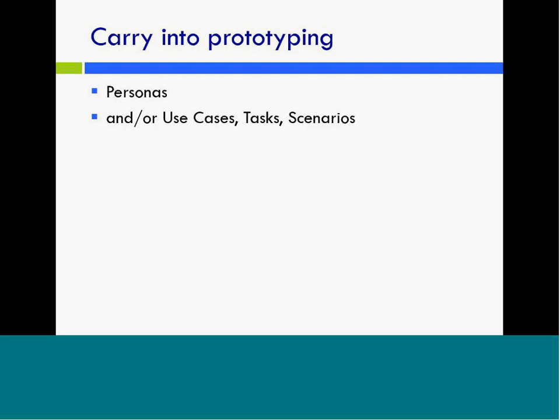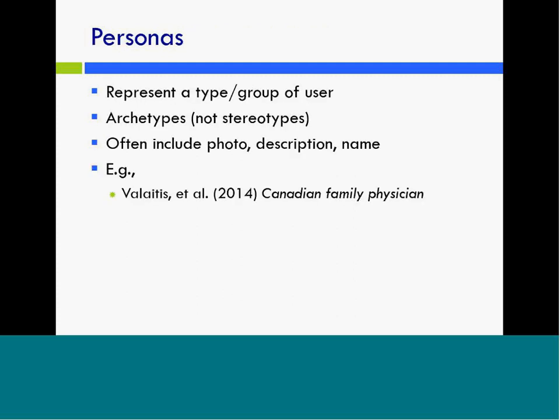And typically what you want to carry in are their personas or use cases, tasks, and scenarios. Use cases, tasks, and scenarios are typically easier for people in health to get, in the sense that when I say you have to describe what it is that the person needs to do, most people get that pretty well. Personas are a little bit newer to a lot of people, so I'm just going to describe that briefly.